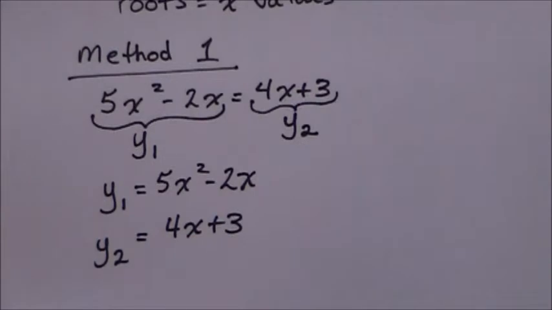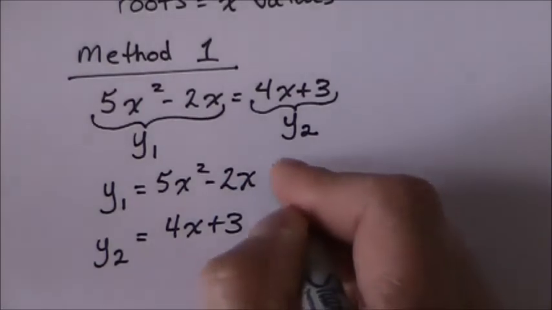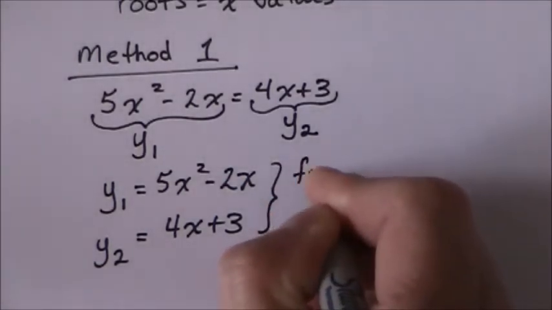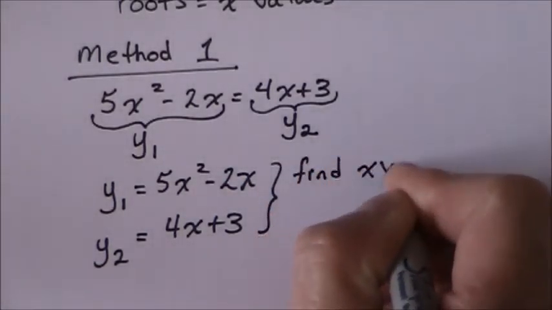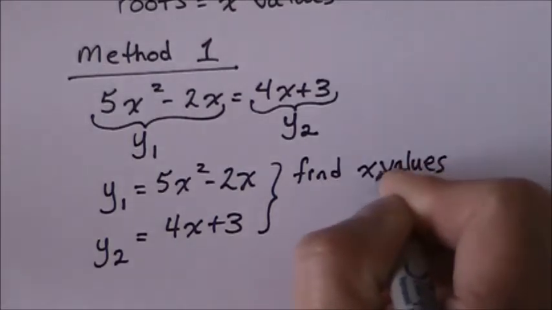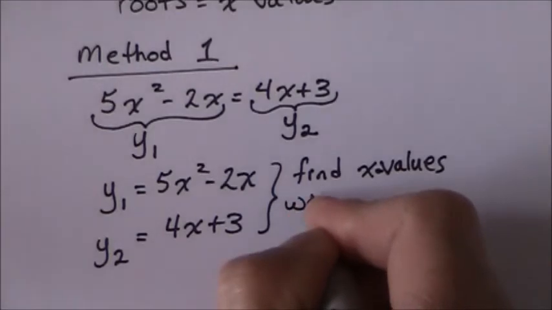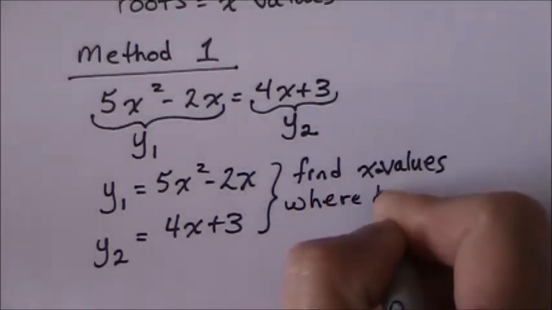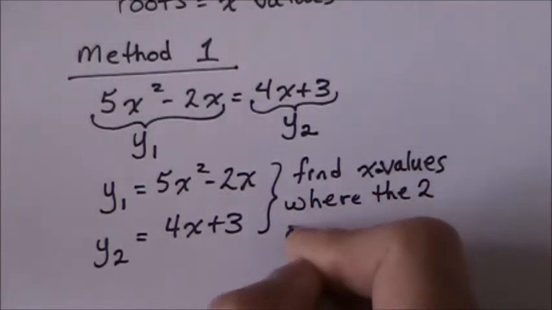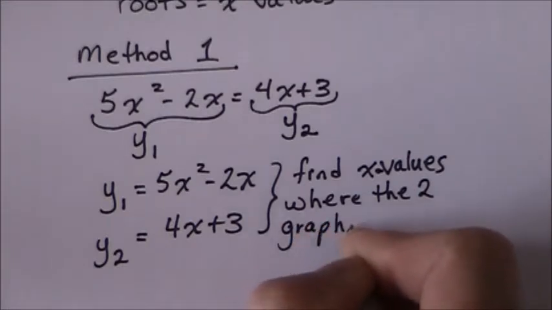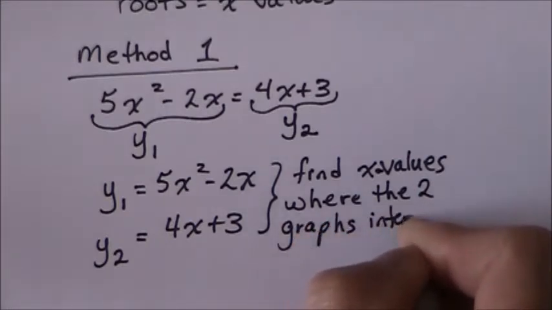So there are two pieces, and we are going to find the intersection points for these two graphs and figure out what the x values are. So we're going to find the x values where the two graphs intersect.